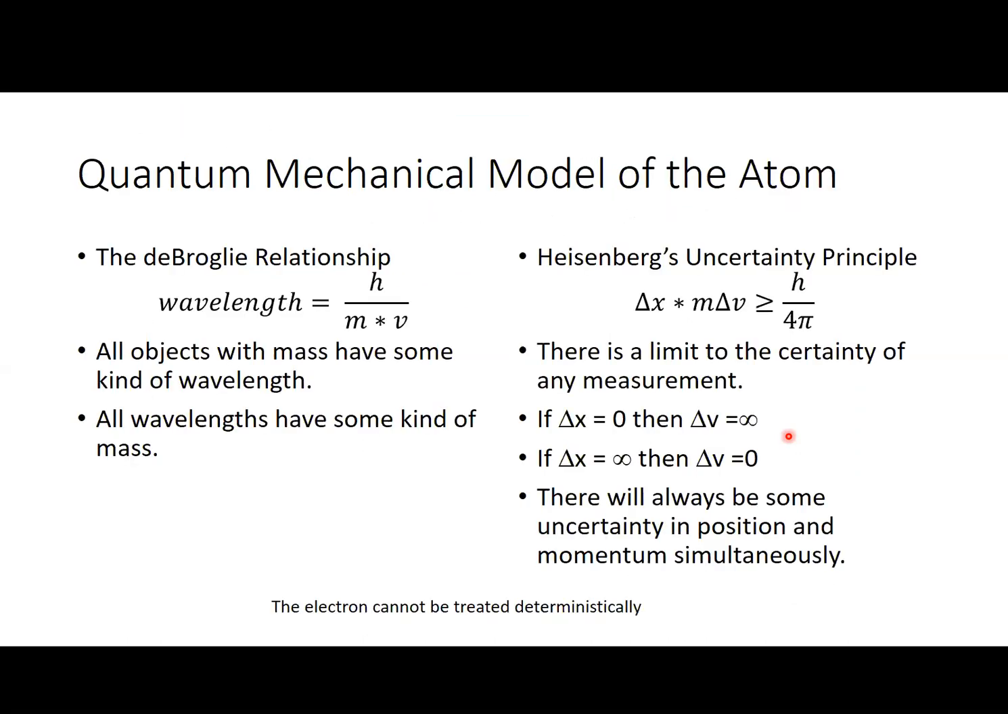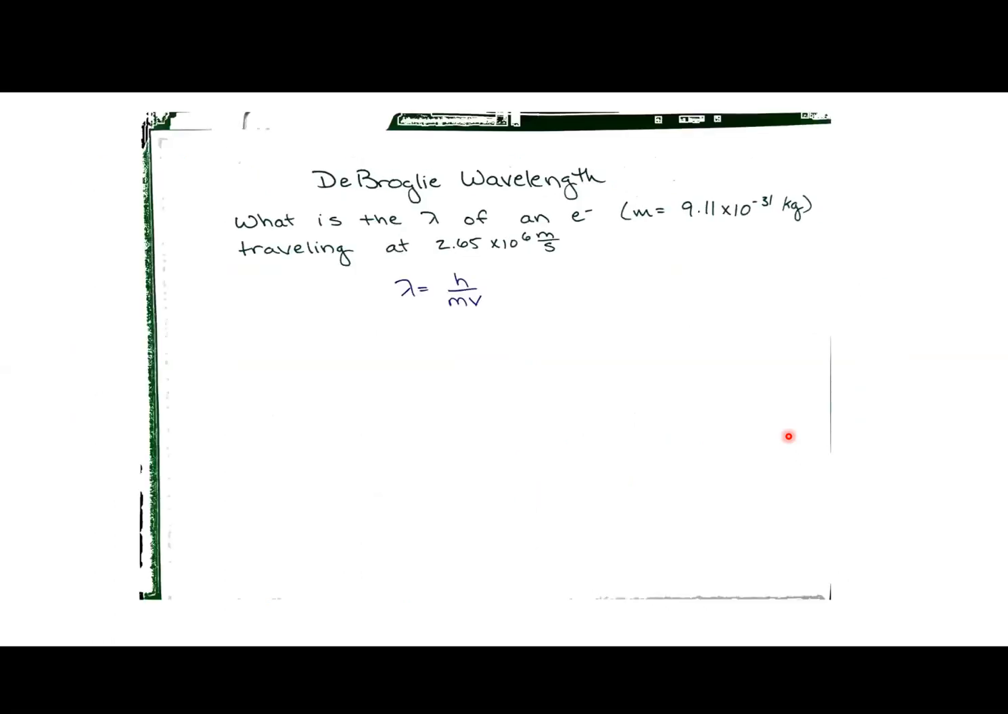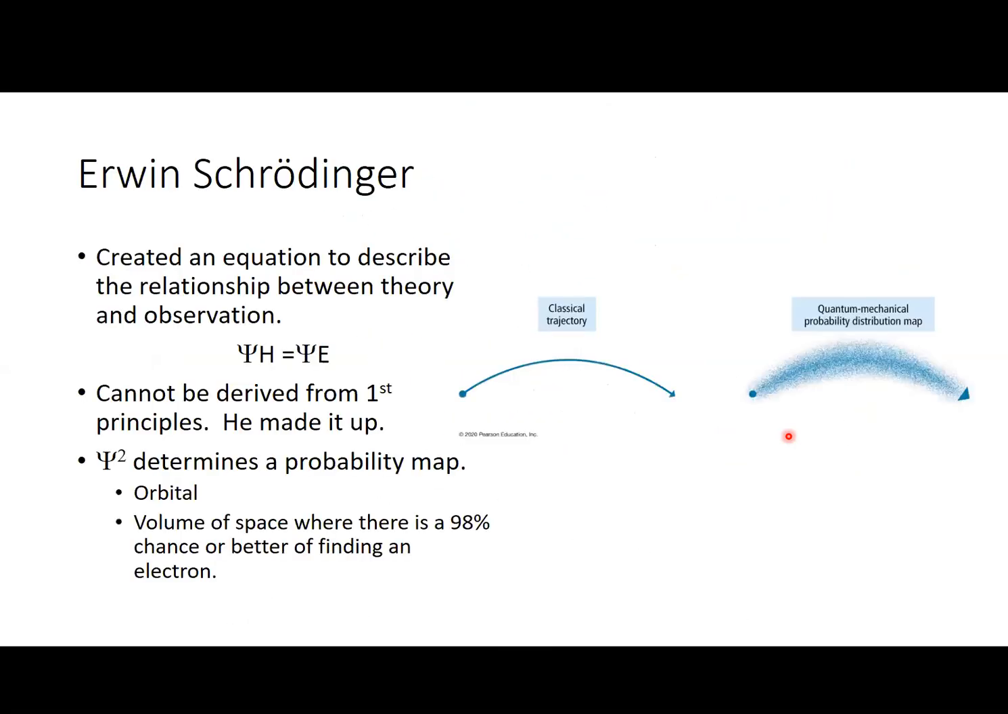Which means that the electrons cannot be treated deterministically. Bohr decided to treat the electrons as if their past determines their future. We can't treat electrons that way. Where they are now has nothing to do with where they'll be next. So let's move back through this stuff.